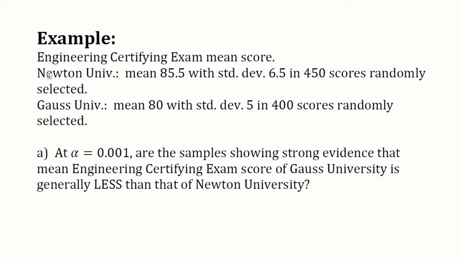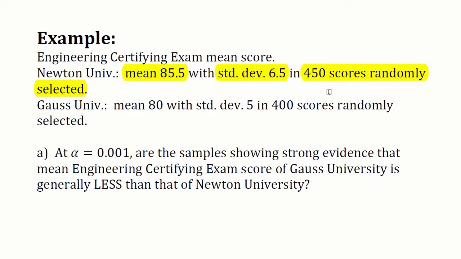And so from Newton University, we found a sample, according to the way the wording is describing here. From Newton University, we found a mean of 85.5, and these scores are supposedly out of 100. So the mean score from Newton University is 85.5 with a standard deviation of 6.5, and all this information is from 450 scores that are randomly selected.